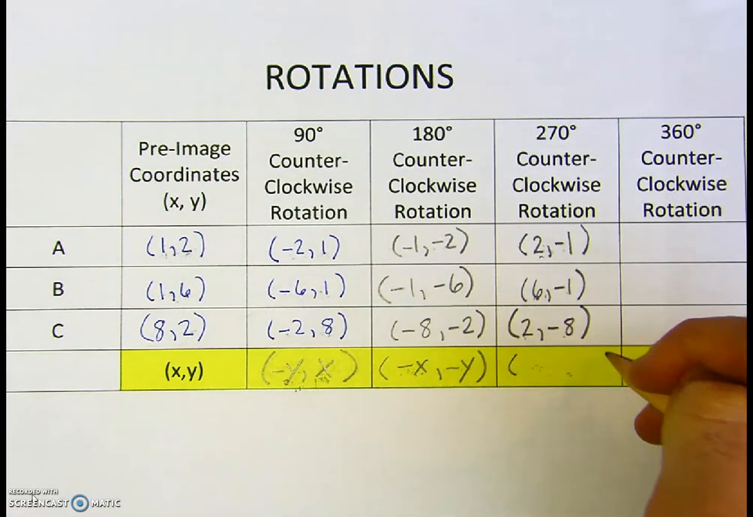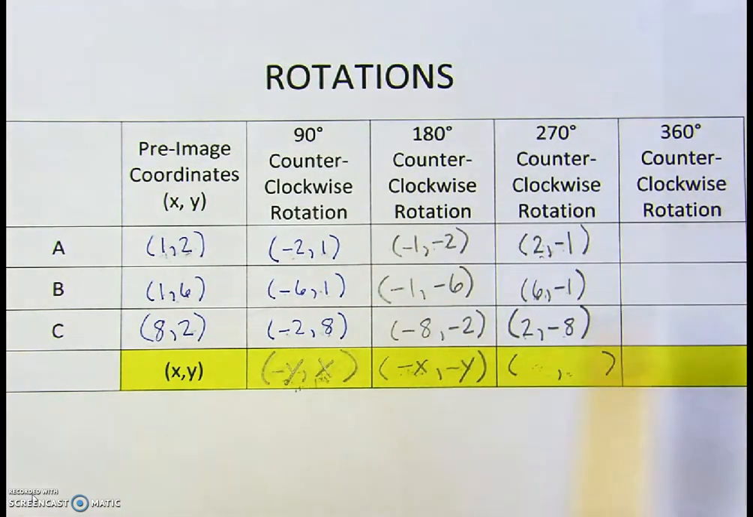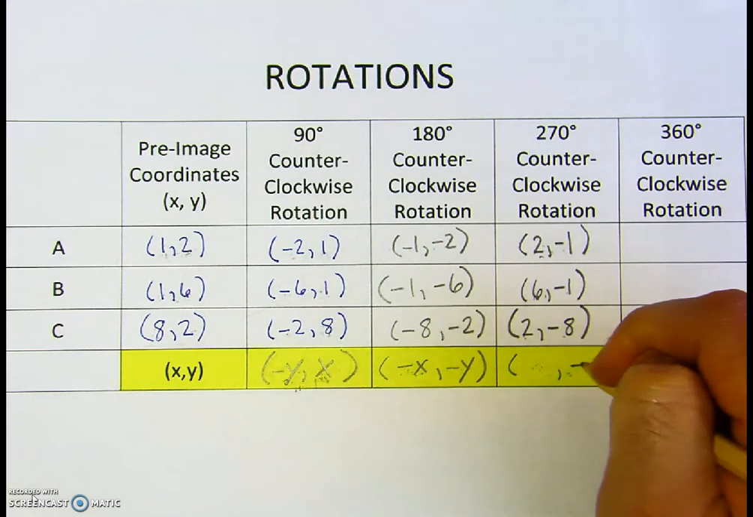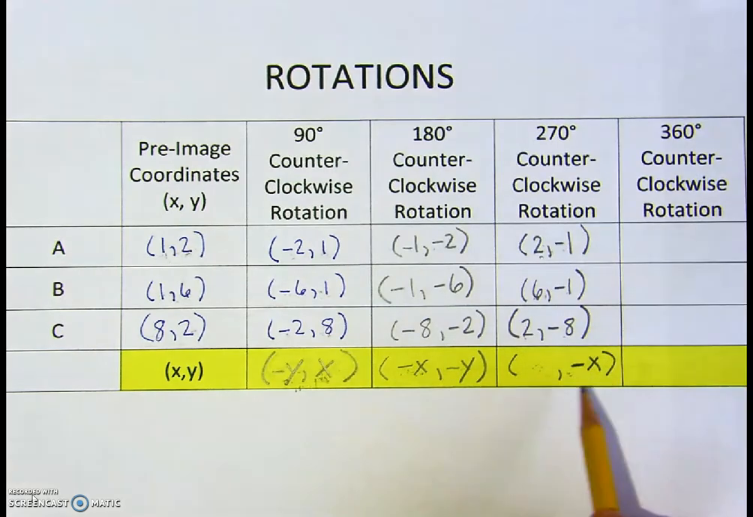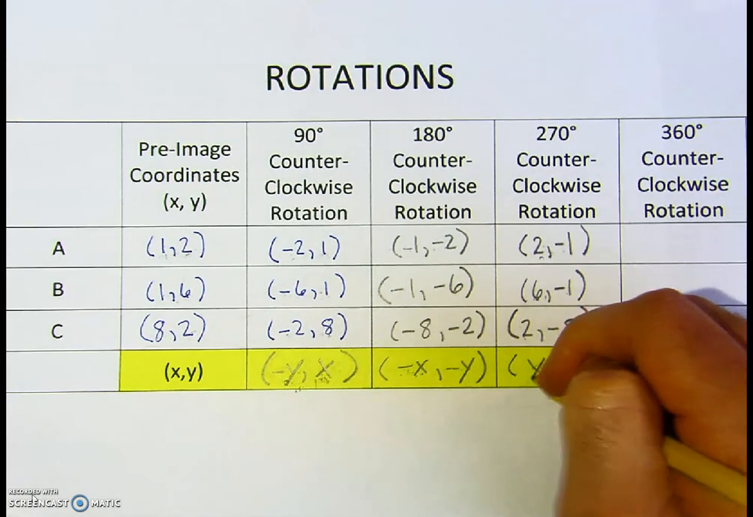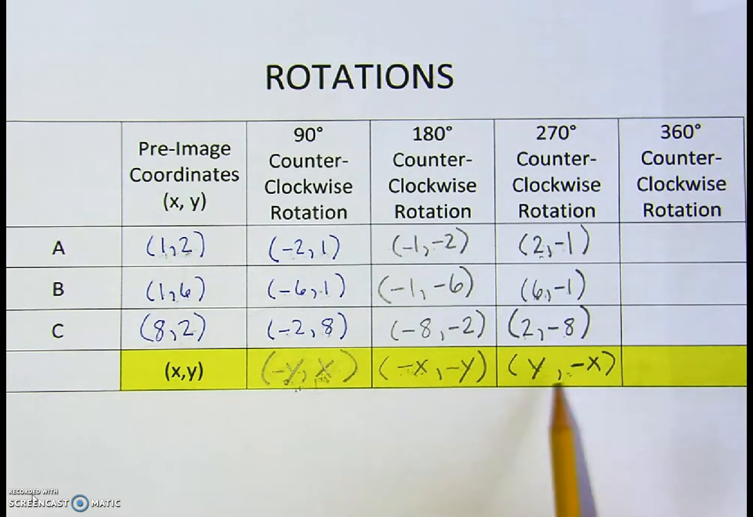So let's just write it down exactly the way that we said it. If you take the opposite of x and make it y, opposite of x, and put it in the place of y, and then you take the y and put it in the place of x, you get your new rule.